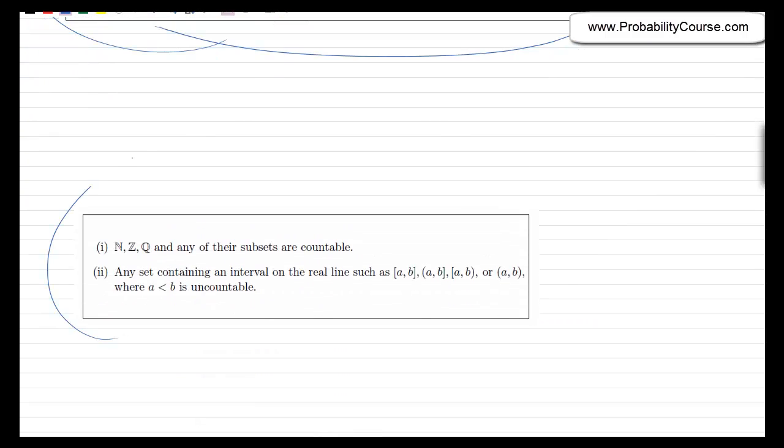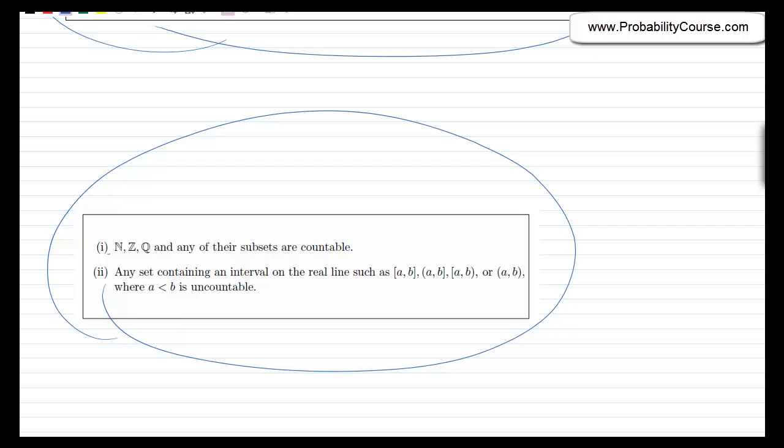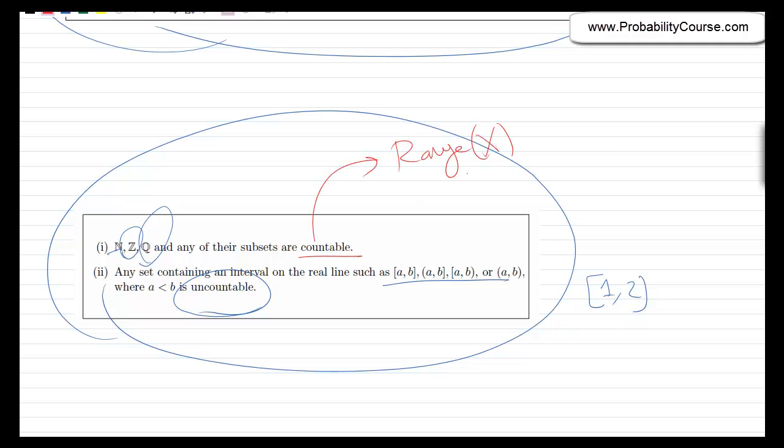So let's remember that sets like natural numbers, the set of integers, or the set of rational numbers are countable sets. And the sets that contain intervals, such as the set of all real values between 1 and 2, are uncountable sets. Now, if the range of X is countable, then we say that X is a discrete random variable.